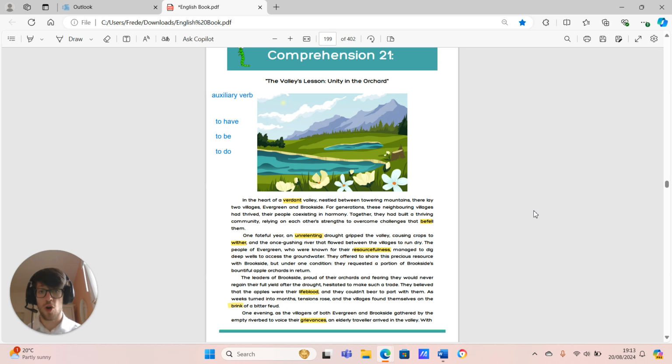The people of Evergreen, who are known for their resourcefulness, we see the word resource in there, it's a compound word, yeah? It's to do with inventiveness or ingenuity. Managed to dig deep wells to access the groundwater. They offered to share this precious resource with Brookside, but under one condition. They requested a portion of Brookside's bountiful apple orchards in return.